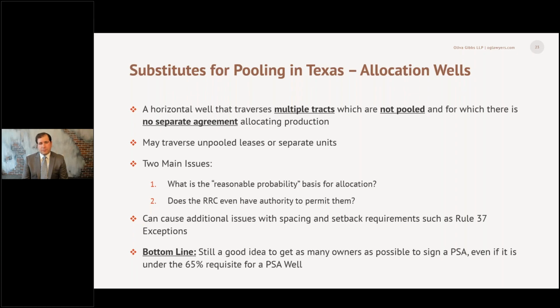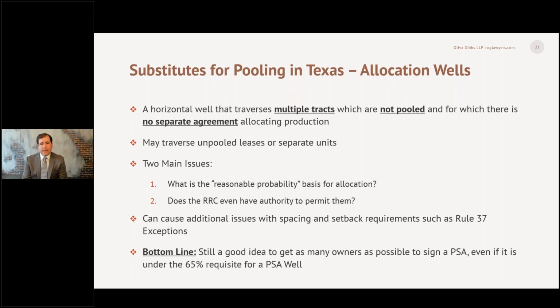So the main difference between an allocation well and a production sharing agreement well is that for allocation wells, you haven't agreed ahead of time how you're going to allocate production. In a production sharing agreement, you're going to have set in that agreement how you're going to allocate production to all the different tracts based off of one of the methods that we'll discuss later. An allocation well is generally going to traverse unpooled leases or separate units.